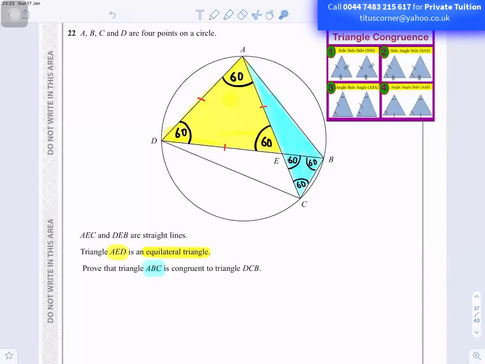A, B, C, and D are 4 points on a circle. AEC and DEB are straight lines. Triangle AED is an equilateral triangle. Prove that the triangle ABC is congruent to triangle DCB.